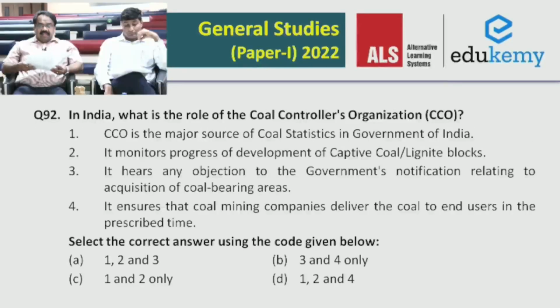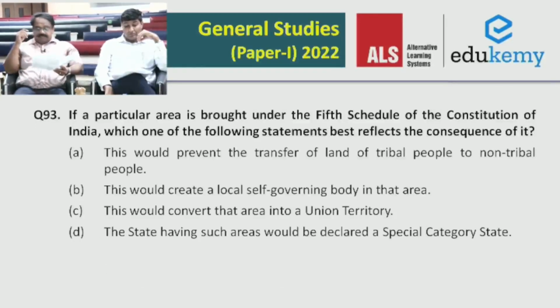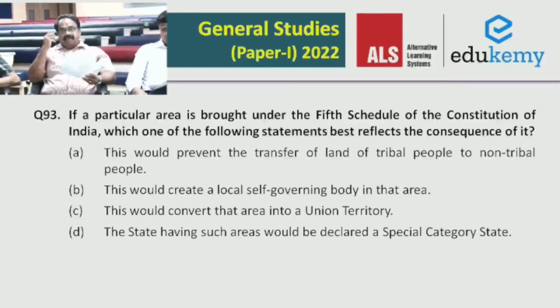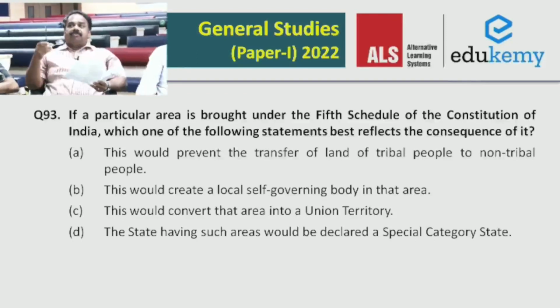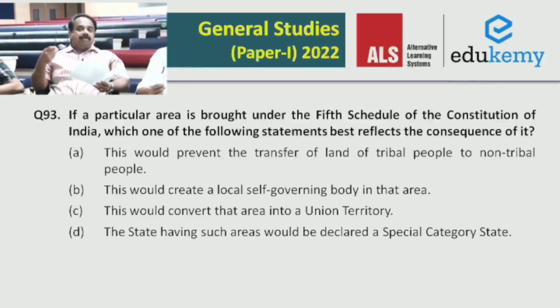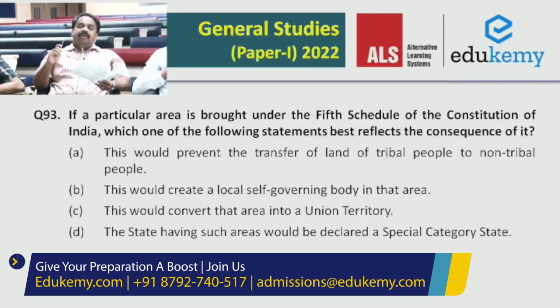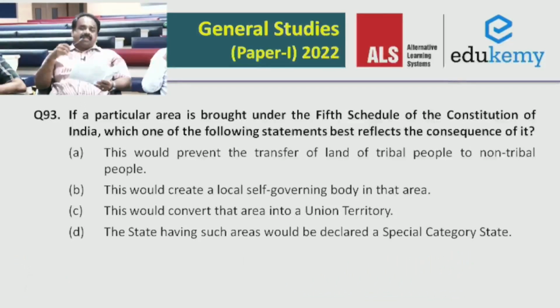Number 93, it's a very interesting question about the fifth schedule of the Indian Constitution, and A is the answer. In fact, we have to eliminate. It says it prevents the transfer of land of tribal people to non-tribal people. Yes, very clearly mentioned. The Governor has a role to play in this. Create local self-governing body: no, that is not mentioned in the fifth schedule. Convert area into union territory: never. And D, the state having such area will be declared a special category state: no mention of that. So A is the most appropriate answer in this question 93.